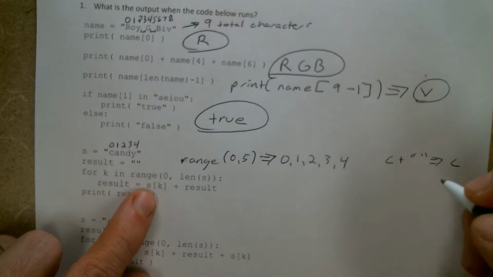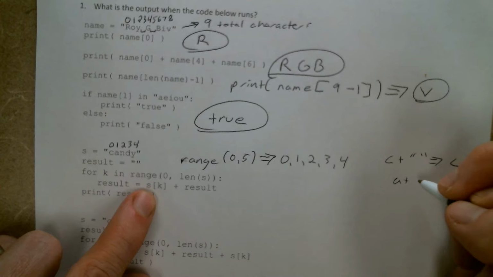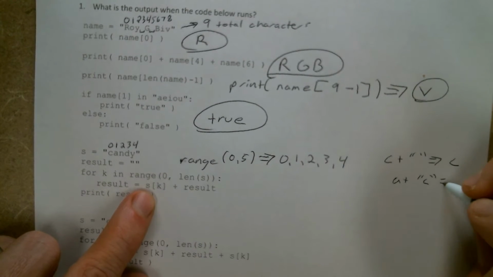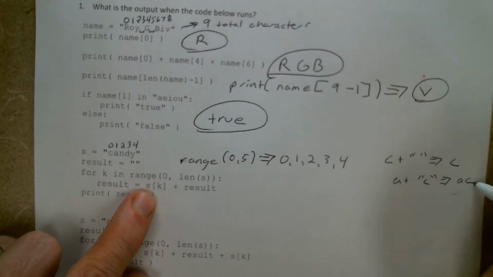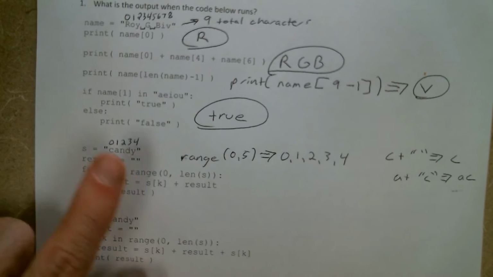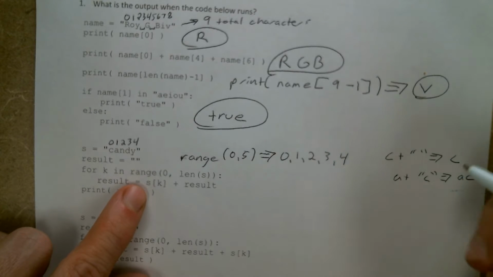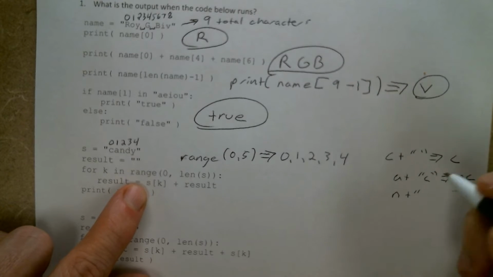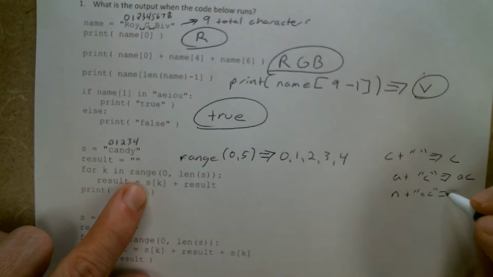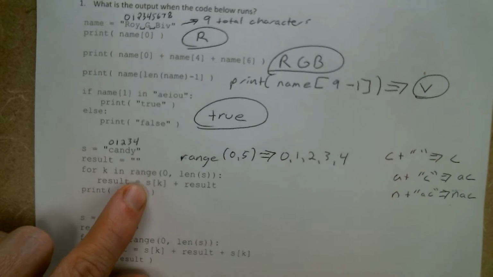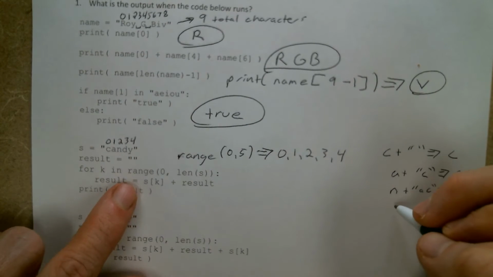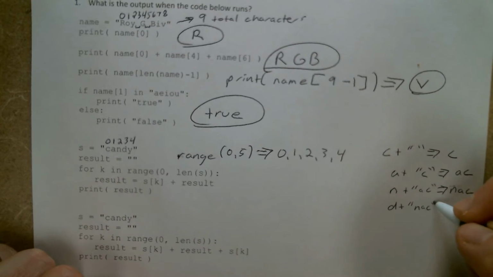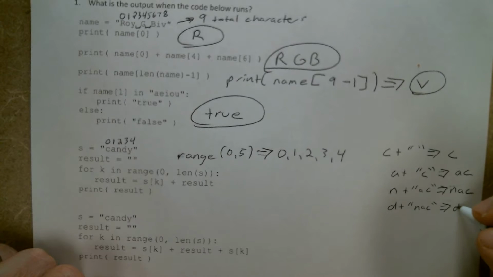So now we're going to be doing A plus the C that's now being stored in the result. So that's going to give us AC. All right, the loop goes around again. We're now on 2. So now we're going to be doing N plus result, which we just said was AC. So that gives us NAC. All right, we go to the next one. It's going to give us D plus result, which we now know is NAC. So that gives us DNAC.